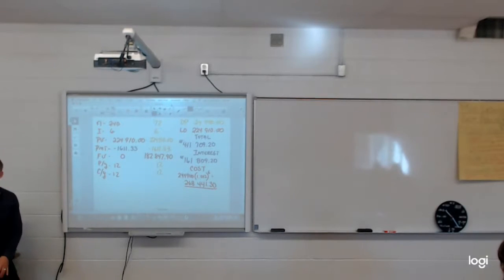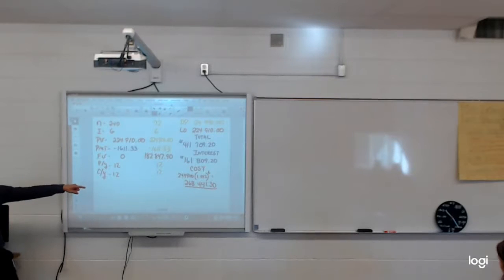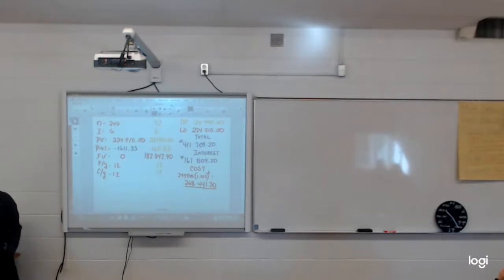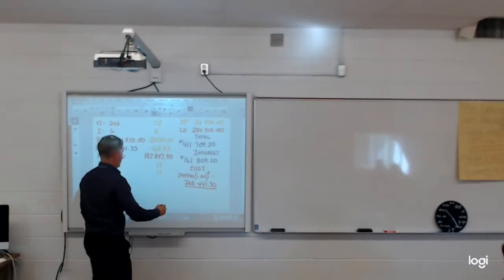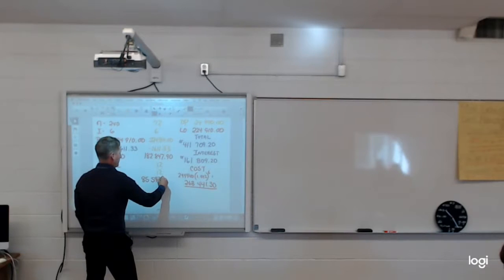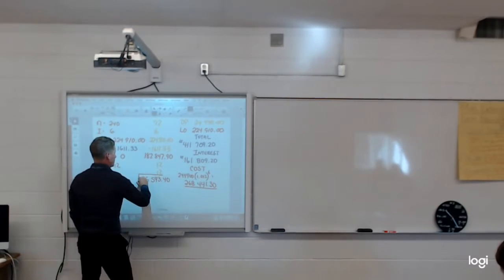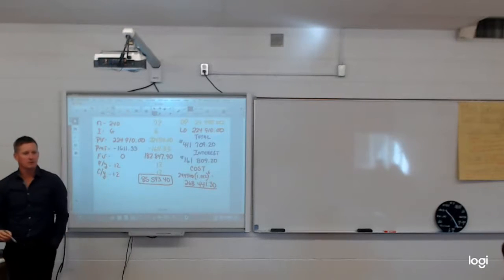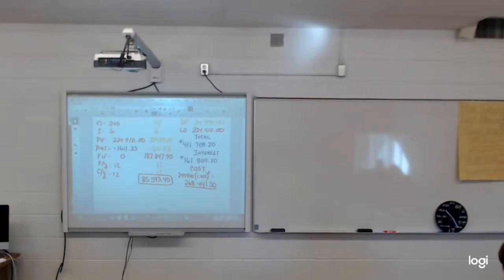So the difference between the two is how much she's going to actually have in the bank after the house has been sold. So the cost of the house, subtract how much she has left owing, is how much actual equity she has in the house. $85,593.40. So that is what she has after the sale of the house. She's paid her mortgage off, and that's what she has left.